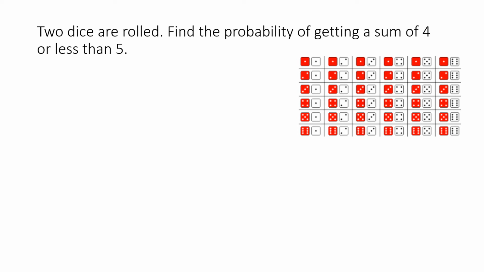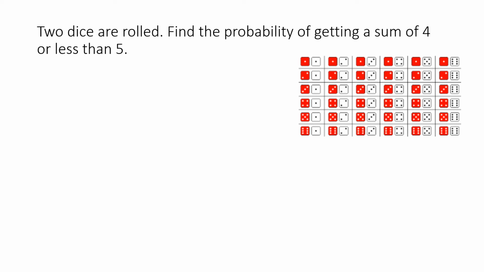2 dice are rolled. Find the probability of getting a sum of 4 or less than 5. So, dito, ang ating possible outcome ay 36. Okay? Pag binilang nyo yan, pag nag-roll ka ng dalawang dice, 36 ang lahat ng possible outcome.